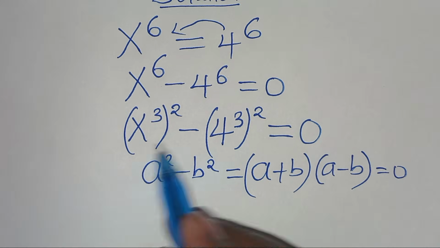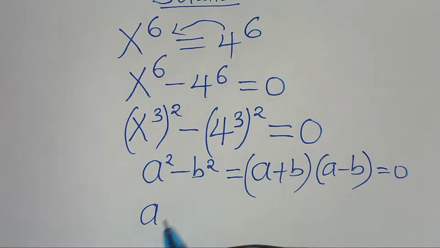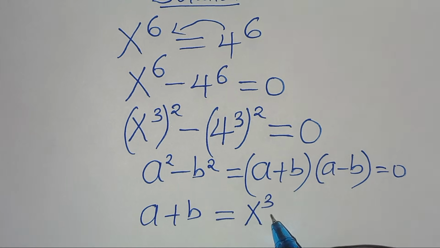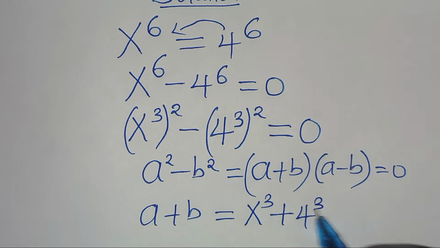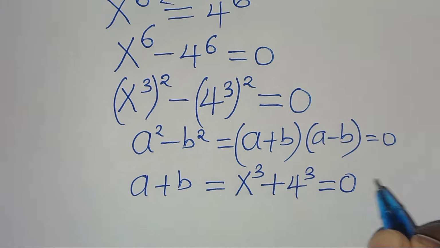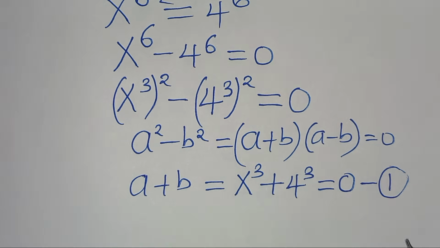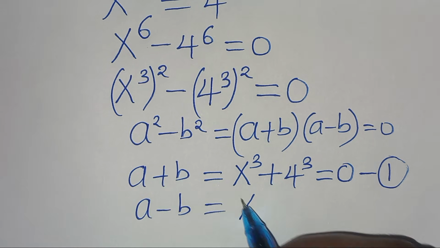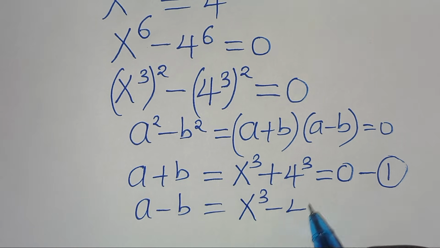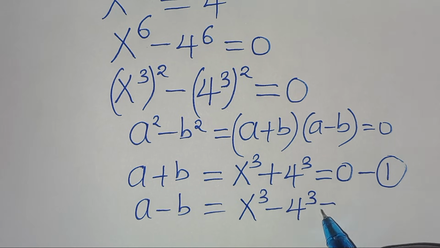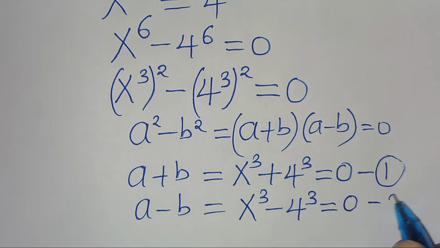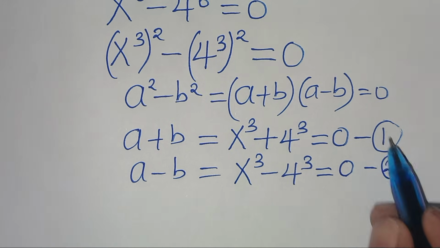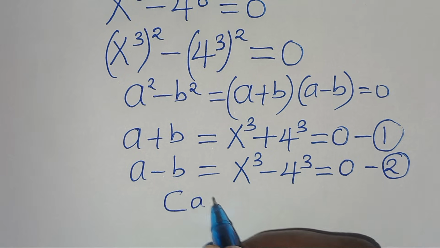Now, from this equation, we have that a plus b, which is the same thing as x to the power of 3 plus 4 to the power of 3, equal to 0. Let's call this equation 1. We have that a minus b, which is the same thing as x to the power of 3 minus 4 to the power of 3, equal to 0. Let's call this equation 2. Let's start with equation 1. We can call this case 1.